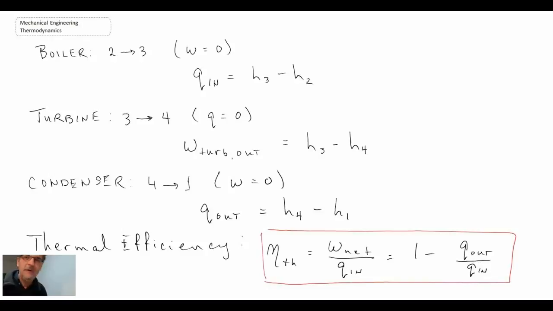So what we're going to do now is go into a little more detail looking at each of the individual components and how they operate. We'll spend a little bit of time looking at the performance of each of the components within the Rankine cycle.